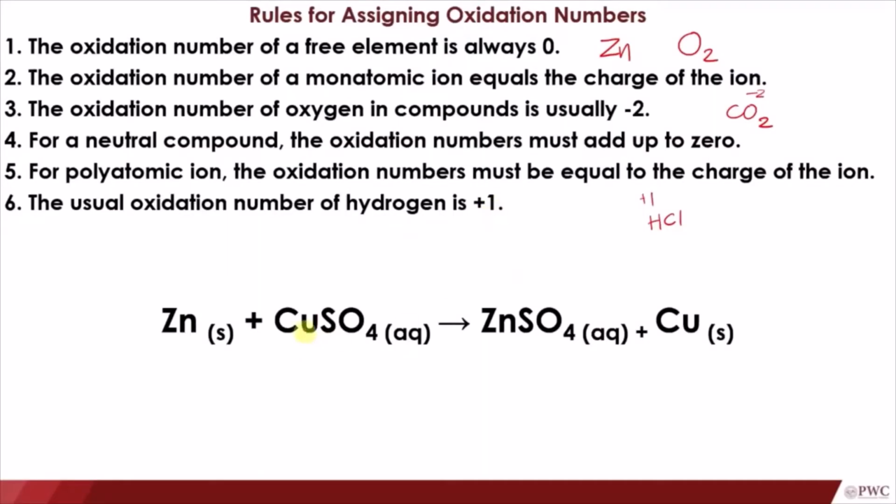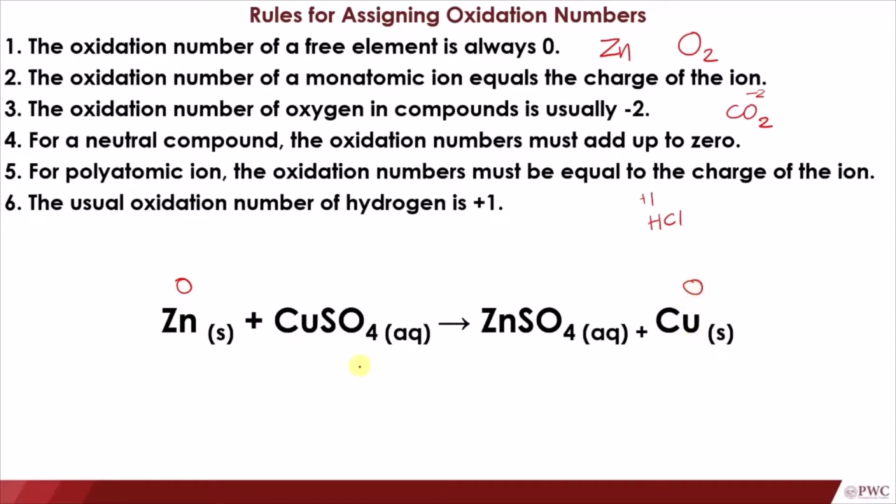Let's try to practice assigning oxidation numbers with this reaction. Here we have zinc. This zinc is not bonded to other elements. This one is a free element, so the oxidation number is equal to 0. The same thing for this one. The oxidation number is also 0.